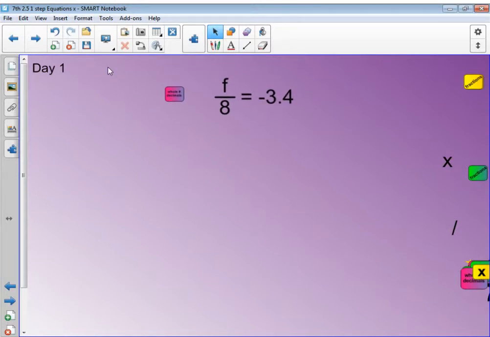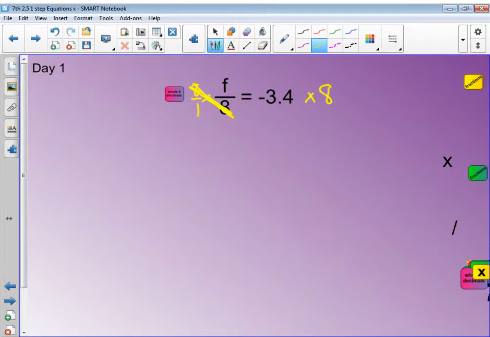Let's try one more and then I'll have you guys do one. So we've got f divided by 8. Okay, so right now it's dividing by 8. So we're going to go ahead and times 8. So times 8 over 1. So we can cross cancel. So times 8 is the same as 8 over 1. We don't need the over 1 because we're not working a fraction on this side.